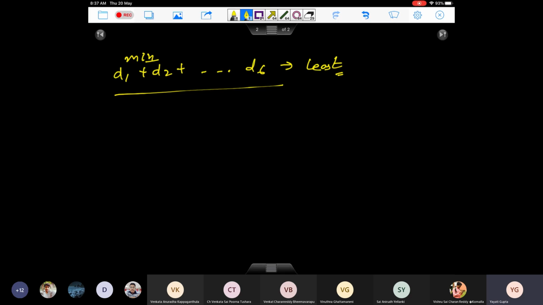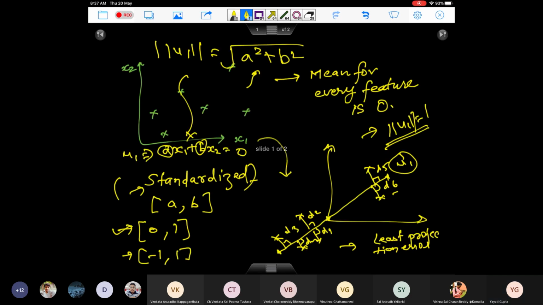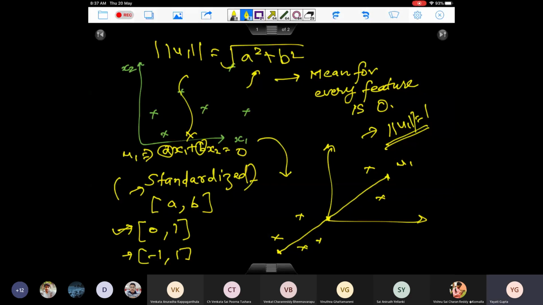The next axis that you will see would be, let's say, let me just rub this. Just one second, please. So this was our dimension u1.